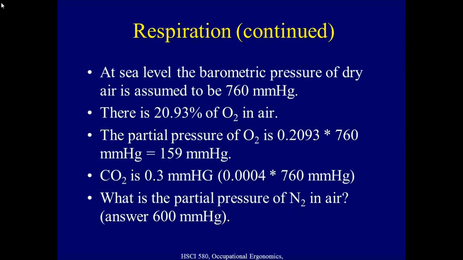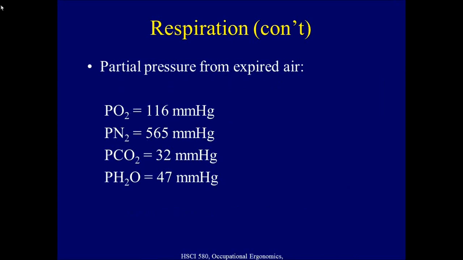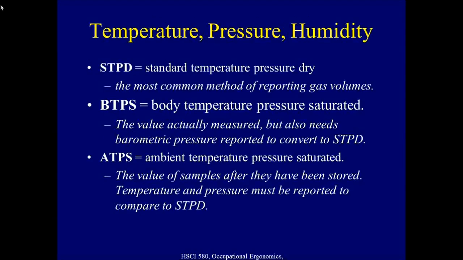And you know that the majority of the percentage of air is composed of nitrogen, and I would ask you to do this particular calculation, looking up what the percentage of nitrogen is in the air, multiplying it times the barometric pressure of 760, and your answer comes out to be 600 millimeters of mercury. Partial pressure then from expired air, for O2 it's 116, for nitrogen 565, for carbon dioxide 32, and for water vapor 47 millimeters of mercury.